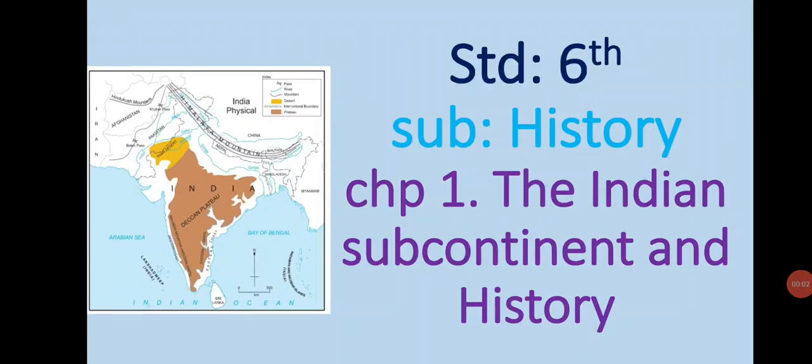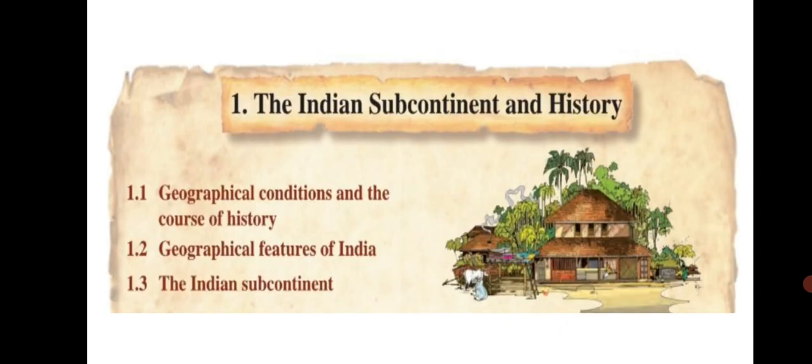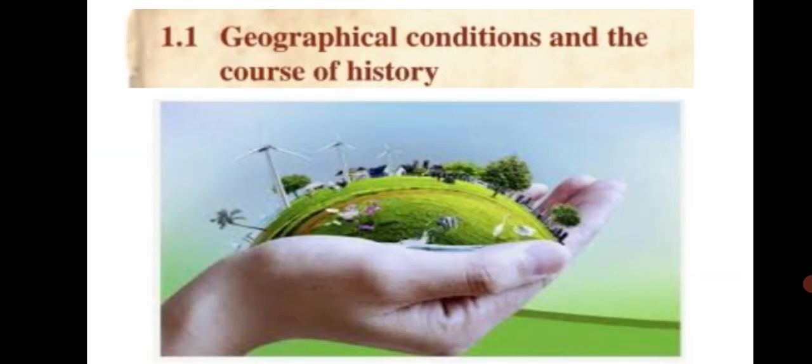Standard 6th, Subject History, Chapter 1, The Indian Subcontinent and History. In this chapter, you will come across three important points. First, geographical conditions and the course of history. Second, geographical features of India. And third, the Indian subcontinent. So let's begin with the first point, the geographical conditions and the course of history.